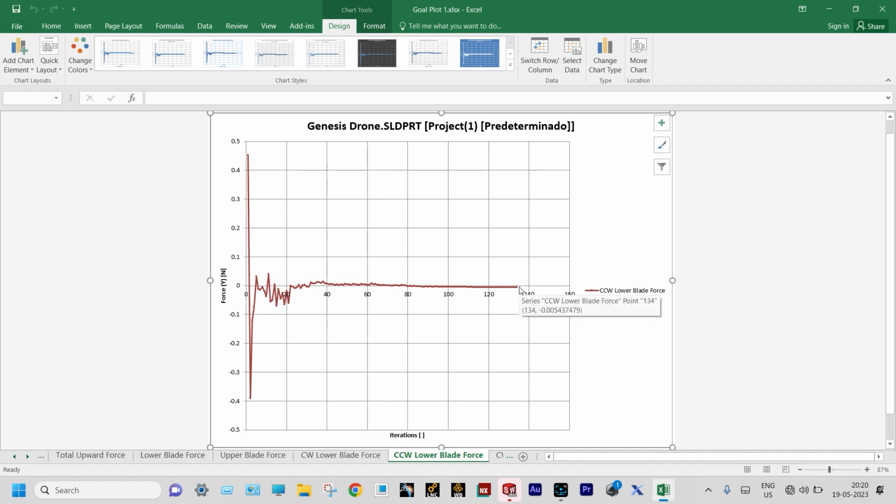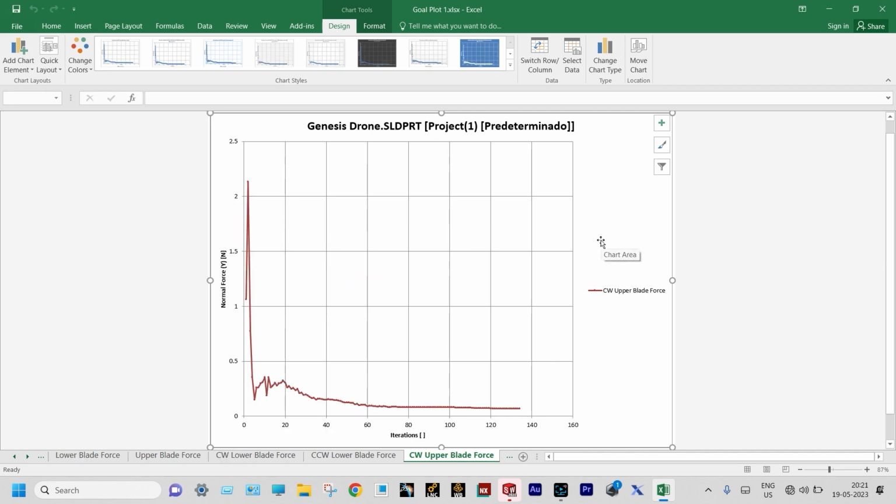This is also very less, minus 0.054 Newton. So you can see here, all the force generated is not sufficient to move the drone in the upward direction. So we need to change the input variables. That is, we need to change the RPM of the rotor or RPM of the propeller to produce a huge amount of thrust, which will move the drone in the upward direction, right?